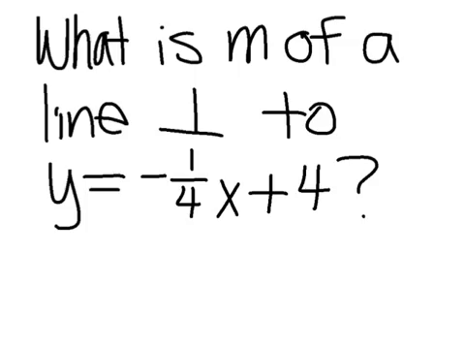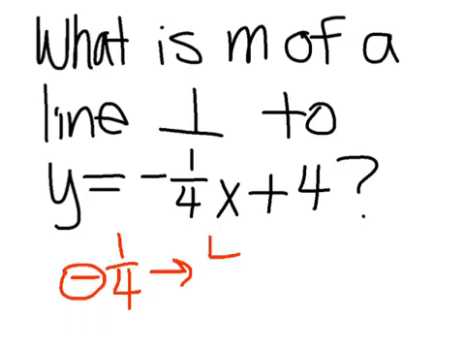Alright, walk by alert. Okay, to find the slope of the line perpendicular to this line, we take negative 1/4. It's a negative, which means our new slope is going to be positive. What's the reciprocal of 1 over 4? 4 over 1, and that's equal to 4.